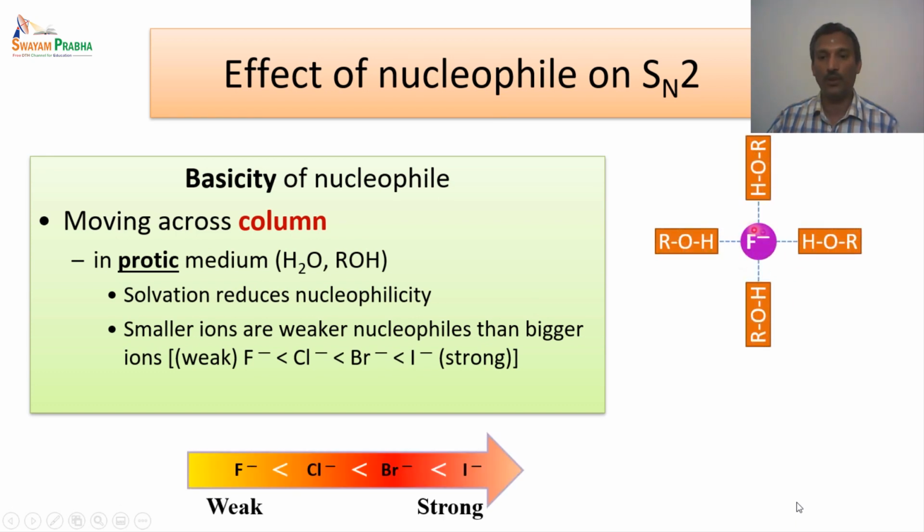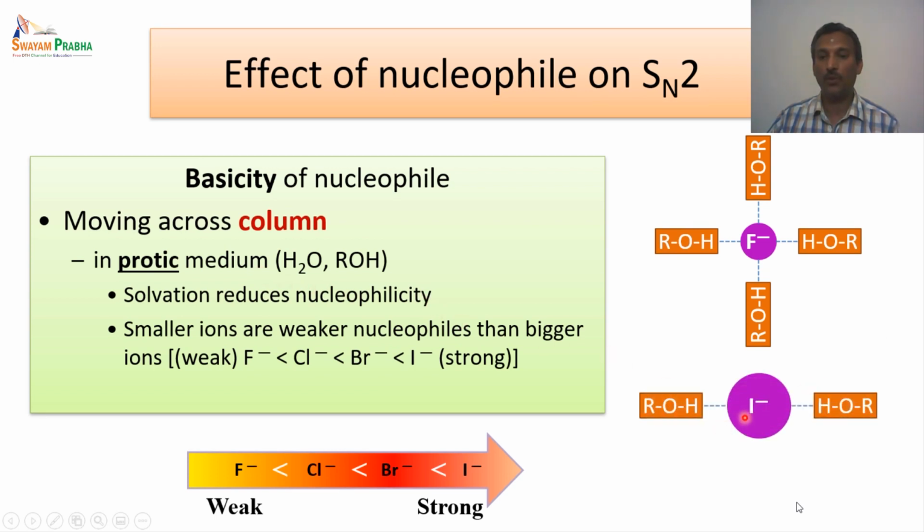So this is the fluoride ion which is surrounded by various water or alcohol molecules. This can form hydrogen bond very efficiently. So due to which the nucleophilicity of the fluoride ion is reduced very drastically. So that is why we say fluoride ion is a very weak one compared to iodide in a protic solvent. So this is what you have to remember. Whatever we are talking about is with respect to the protic solvent medium.